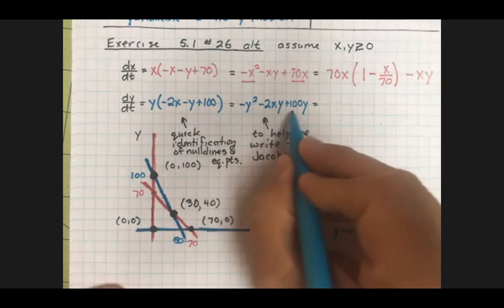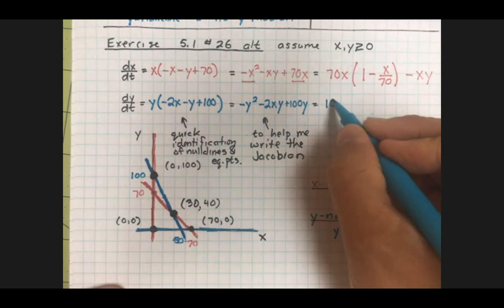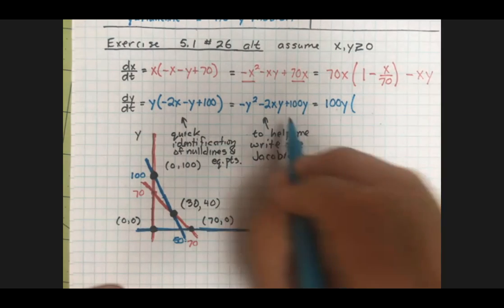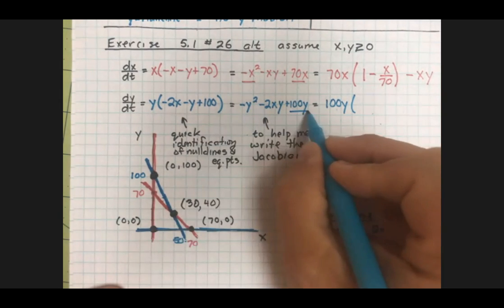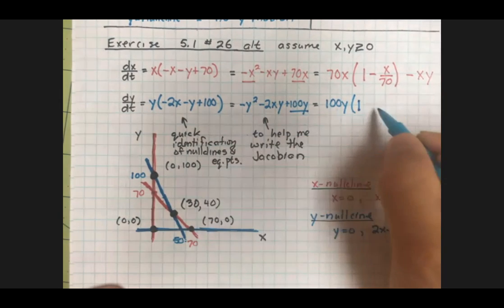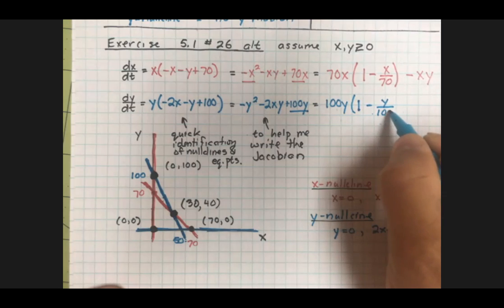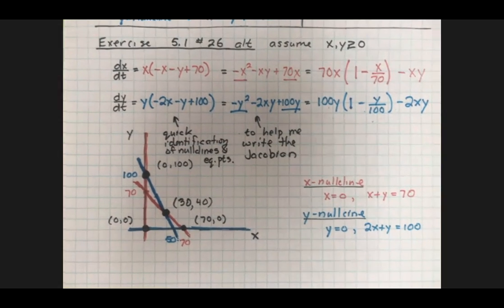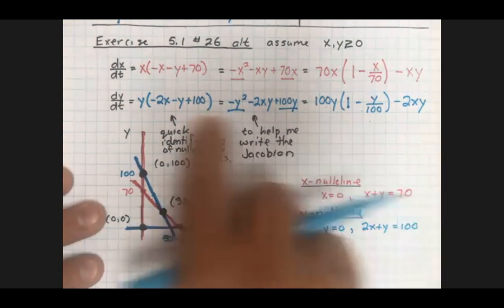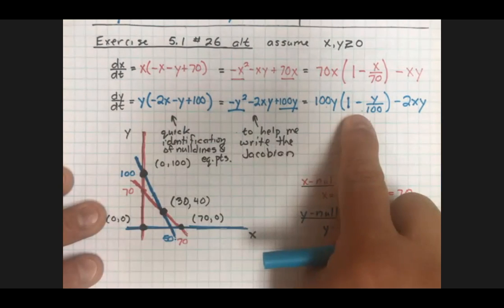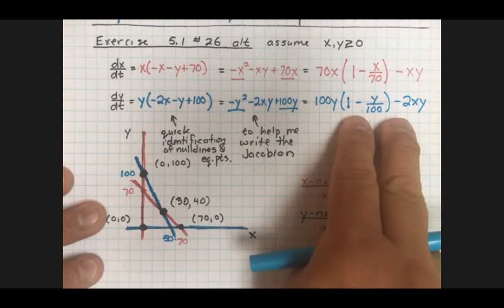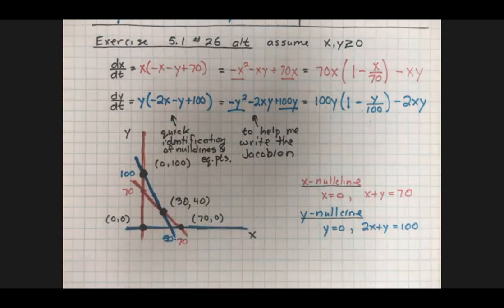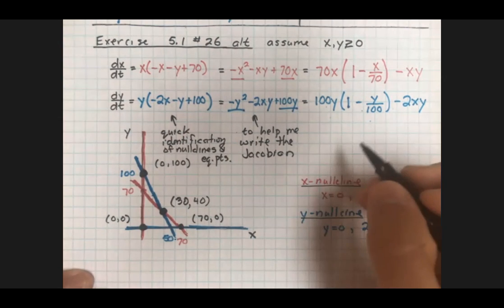Let's do the same presentation with the y's. Let's factor out 100y. And that leaves a 1 in the third piece. And that leaves a minus y over 100 in the first piece. And then this minus 2xy on the end. This third presentation, now this is in a way overkill, right? But it's how you should think about problems, looking at them to reveal their secrets, looking at them to reveal their qualities. This is a qualitative analysis.